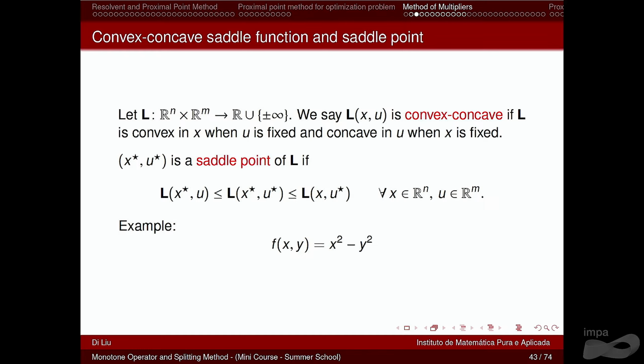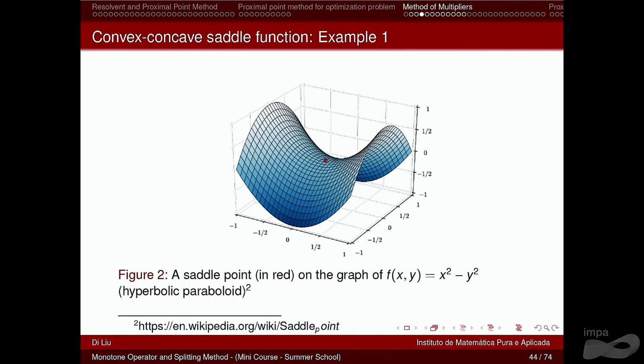And we also define the saddle point. (x*, u*) is a saddle point of the convex-concave function L if it satisfies this inequality: L(x*, u) is less than or equal to L(x*, u*) for any u, and L(x*, u*) is less than or equal to L(x, u*) for any x. So we can say this red point is a saddle point of the function x squared minus y squared.